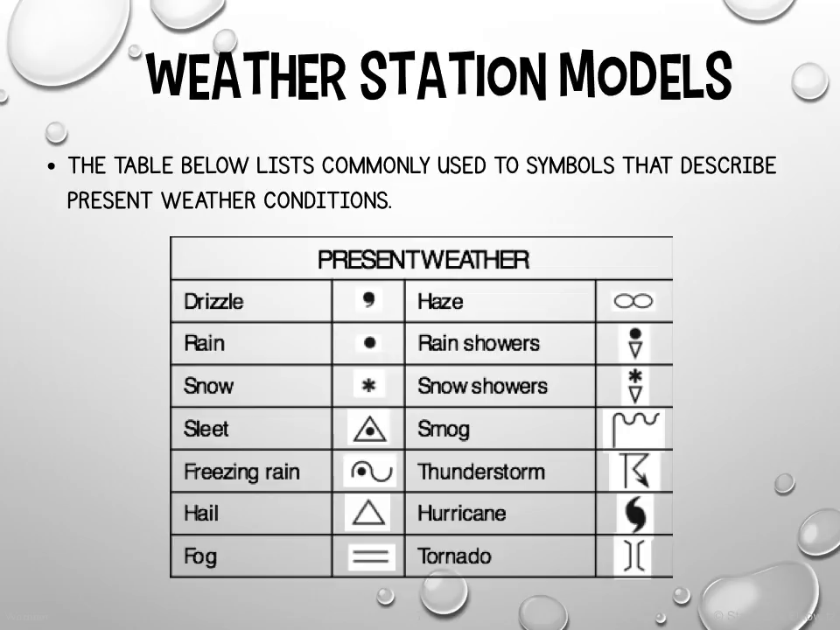Rain showers and snow showers will look similar. It's your triangle from hail and sleet turned upside down, with your rain or snow symbol, the period or star. Smog is this funny looking straight up line and waves to show that it's high up clouds. For a thunderstorm, you can see the lightning hitting. Hurricane, we've seen this on the Weather Channel, I'm sure, looks like the actual eye of the storm and it's spinning. And a tornado is two brackets that are facing inwards towards each other.